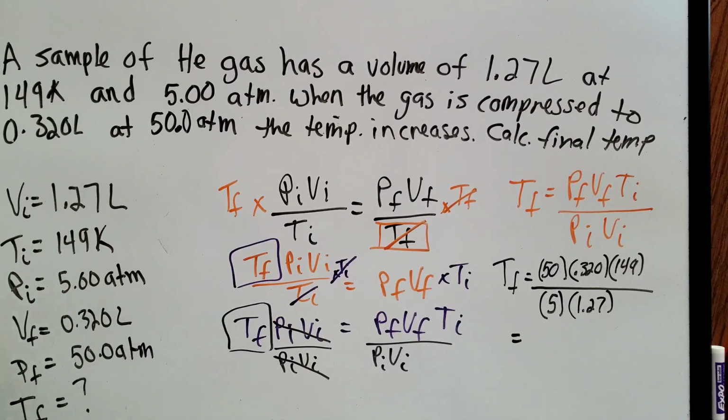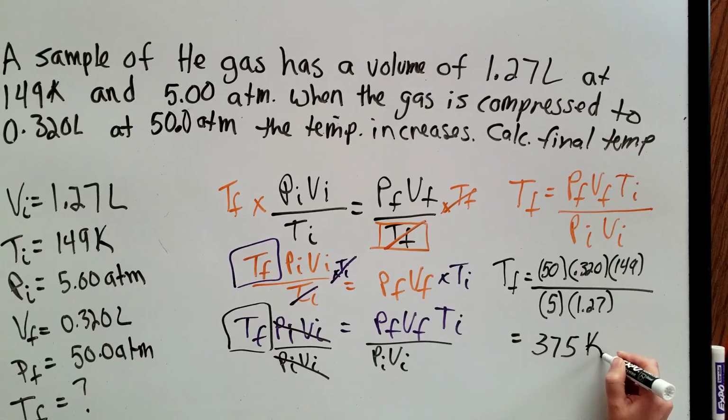So let's plug all that in. And it's looking like we're going to need 3 significant figures for our answer. So we have 50 times 0.320 times 149. Divide that whole thing by 5 times 1.27. So I get 375. What are the units? It's a temperature, so it's going to be Kelvin.